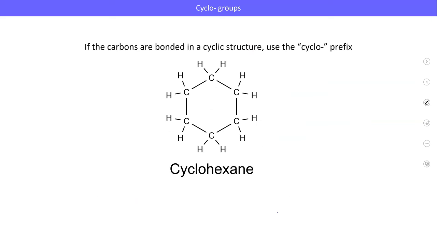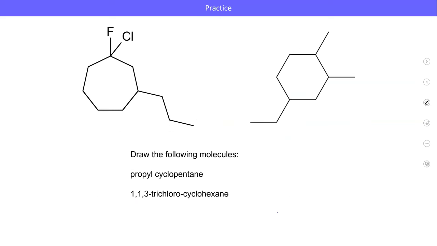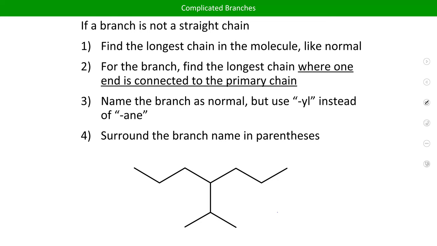And before we get to those, these did get out of. So what do we do if we have a complicated branch? What I mean by that is if the branch has a branch. So here's a molecule. This is unambiguously our longest continuous carbon chain. There's no other way we can count to make the branches simple.